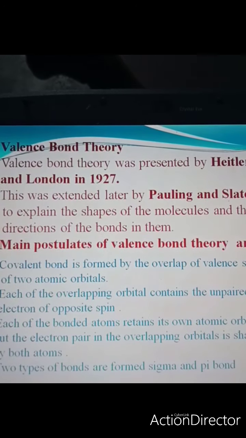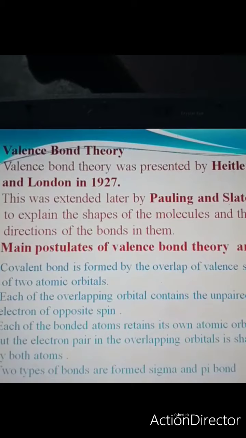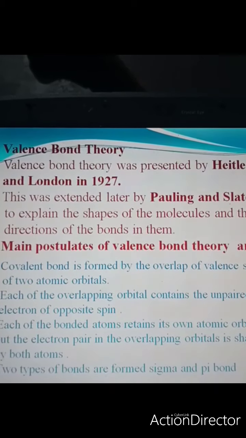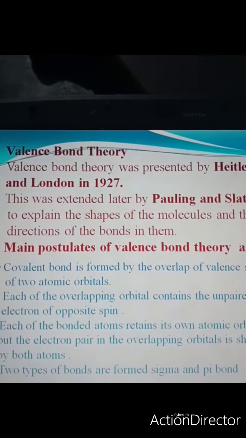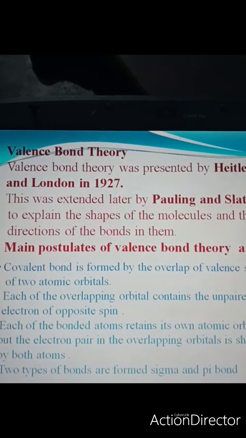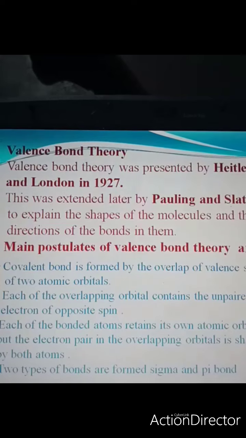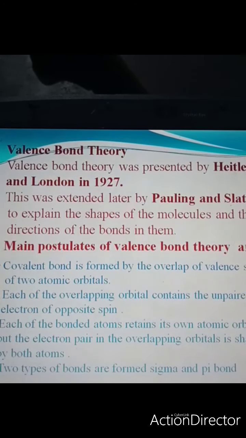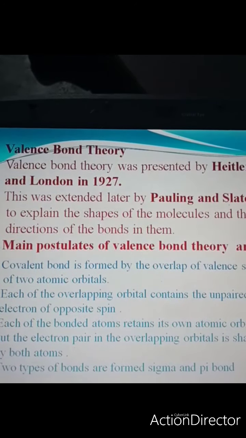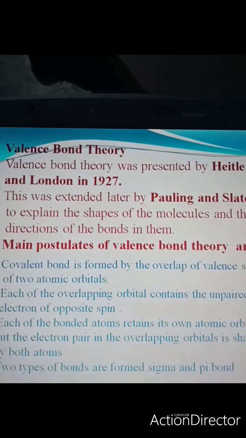Today I will be starting with the valence bond theory. As you know, this theory was used mainly to explain the shapes of the molecules and the directions of bonds in them. It was given by Heitler and London in 1927, and later on it was extended by Pauling and Slater. Now let us talk about the main postulates of valence bond theory.